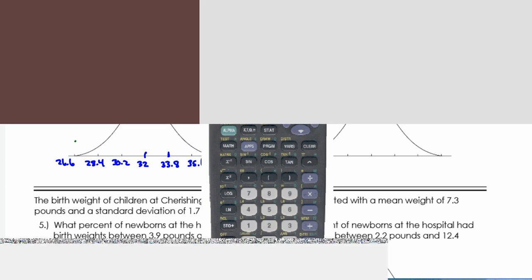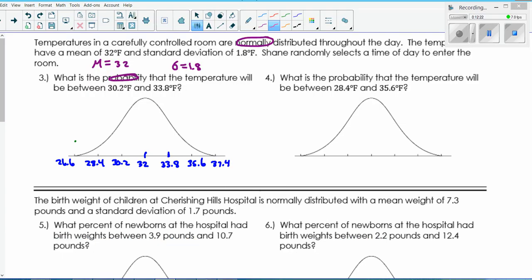Okay, so now, if we look at what the question was asking for, it said, what is the probability that the temperature will be between 30.2 and 33.8? So notice that 30.2 is right here, and 33.8 is right here. We're going to focus on really making sure that the numbers are hitting at nice places with this. Okay, so notice that if this is my mean right here, we went to the left one standard deviation and we went to the right one standard deviation. Because we went right and left one standard deviation, so I'm going to say plus or minus 1 standard deviation, then that means the probability would be 68%.